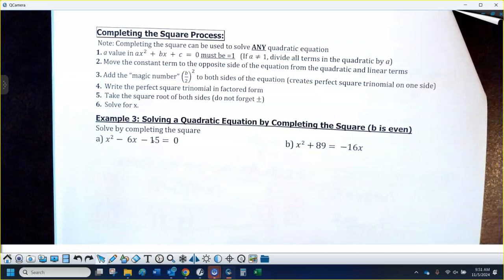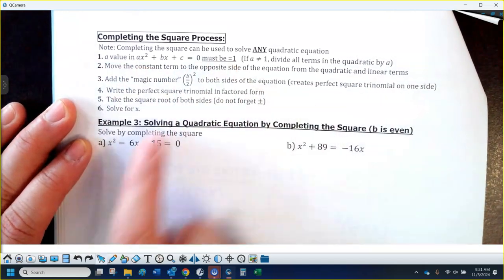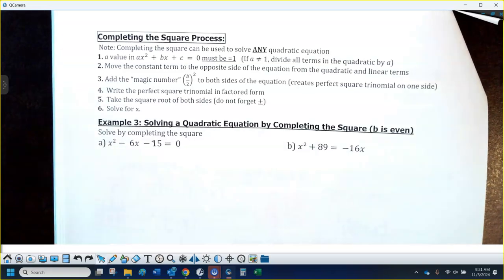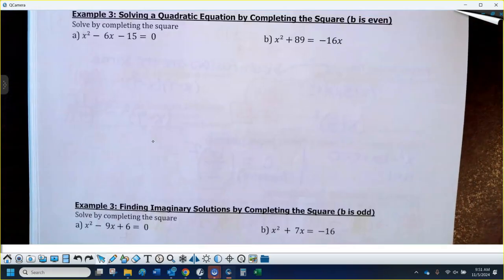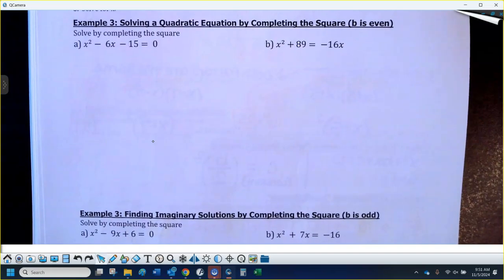Okay, now we're actually going to do some problems with this on the back. I have the process kind of explained at the top of the page here, so if you want to go back and read through this, that is completely fine. The one thing that you're not going to see today that's going to be a problem is that the a value has to be 1. You don't have anything other than that in any of the questions today. All right, now, here's what you want to do. You want to have the term with the x squared and the term with the x on the same side.